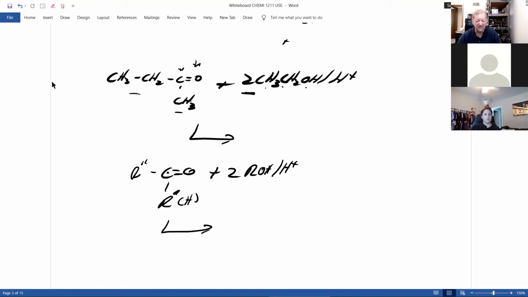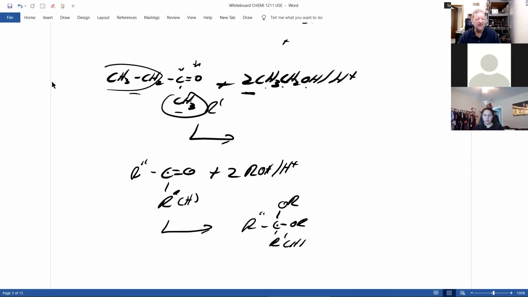Keep your eye on the carbonyl carbon, what's attached to it is still attached to it. That carbon now, instead of being double bond to oxygen, has two oxygens, and each one has the R group. What's R prime? Methyl. What's our double prime? It doesn't matter which of those you call R prime or R double prime, you get the same product.